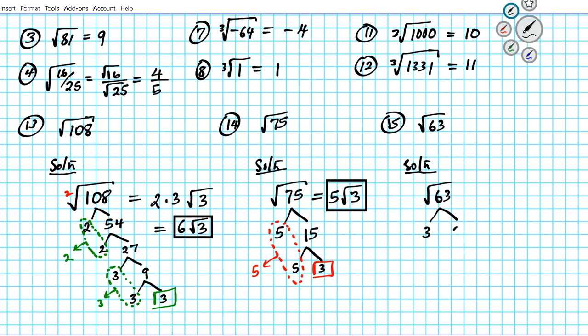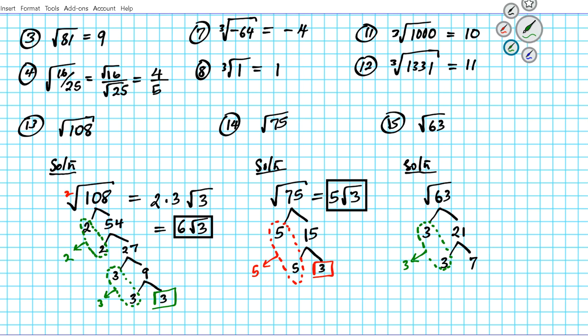3 goes into 63 21 times. 3 goes into 21 7 times. Okay, so we have a perfect square here, 3 times 3. So what is the square root of that? Square root of 3 times 3 is just 3.